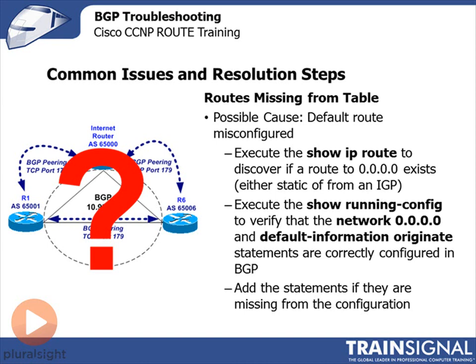Either you have to redistribute or inject BGP's default route using the network 0.0.0.0 command. And if they're missing, you can actually add them to the configuration with a fair amount of ease.